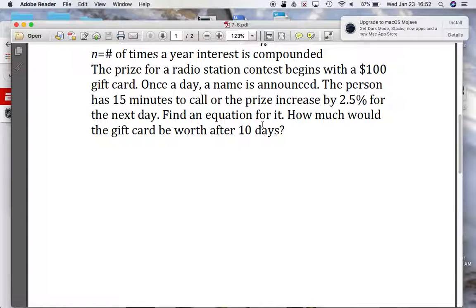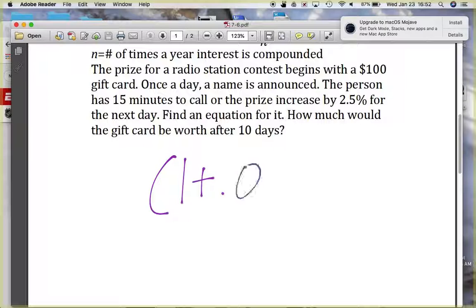So, the prize for a radio station contest begins with a $100 gift card. Once a day a name is announced. The person has 15 minutes to call for a prize, or it increases by 2.5% for the next day. Find the equation for it. How much would the gift card be worth? So first off, is it increasing or decreasing? Hopefully you realize that the prize was increasing, and 2.5% is the same as 0.025.